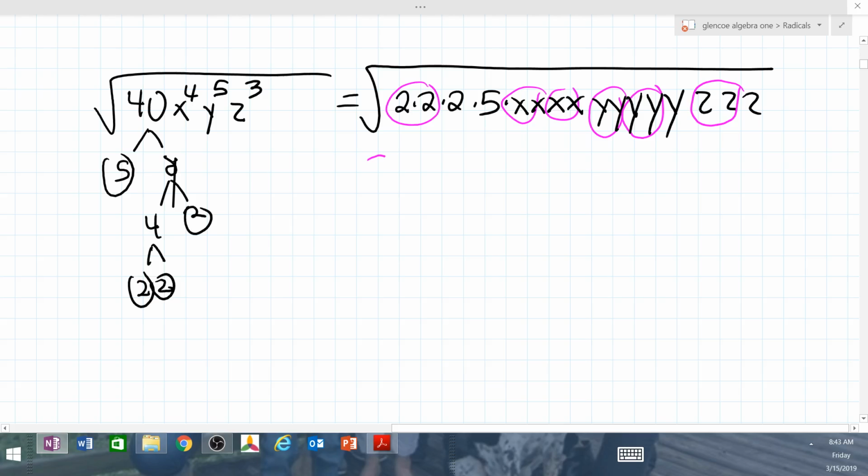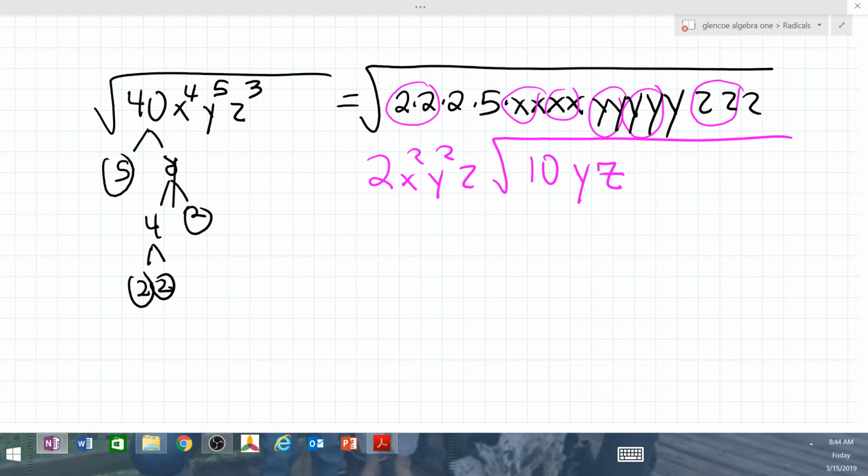Is that correct? Yes. 2x squared, y squared, z. And everything that's not circled stays under the radical: 2 times 5 times y times z, which should be 10yz. Is that correct? Yes. And there's your answer. Remember we said it's not necessary that you put anything. You'd never have to use absolute values. Okay? All right.